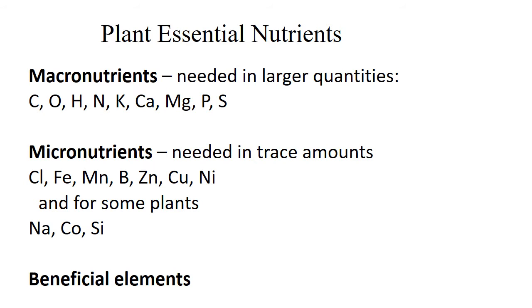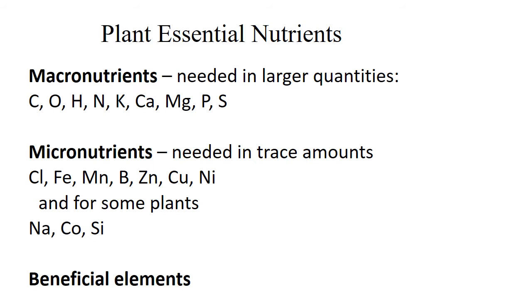So the essential nutrients needed by plants can be divided into macronutrients and micronutrients. Macronutrients are the ones that are needed in high quantities, and we've already talked about carbon, oxygen, and hydrogen that make up the organic molecules that form most of the structure of plants. And beyond that, the most important macronutrients for plants are nitrogen and phosphorus, and we'll talk about those in a bit more detail. Beyond that, you have micronutrients. These are the ones that are needed in much lower quantities or trace amounts. So things like chlorine, iron, manganese, boron, zinc, copper and nickel.